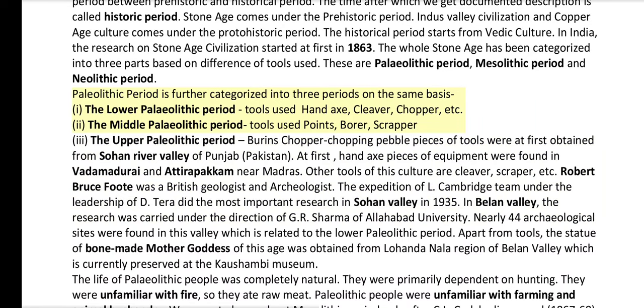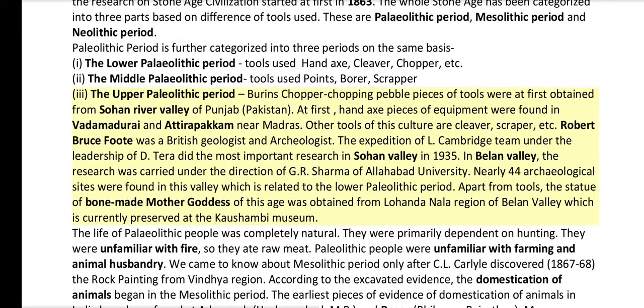Paleolithic period is further categorized into three periods on the same basis, i.e. The Lower Paleolithic period, tools used hand axe, cleaver, chopper, etc. i.e. The Middle Paleolithic period, tools used points, borer, scraper. i.e. The Upper Paleolithic period, Burin, chopping pebble.